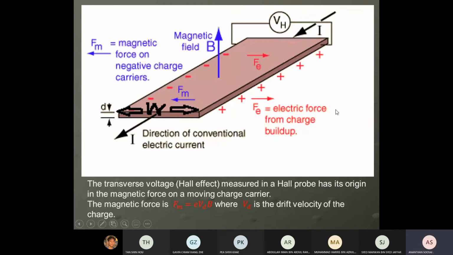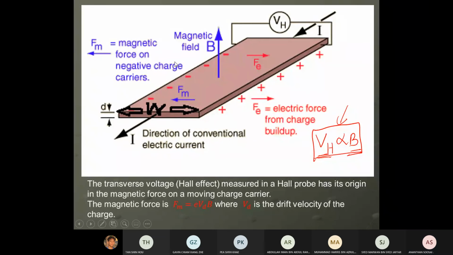Okay, now what are we going to do? Another two slides, then we stop. We're going to show how Hall voltage is proportional to B. You need to prove this. This is in your syllabus, the derivation you have to know. How Hall voltage is proportional to B. That's what we're going to do.